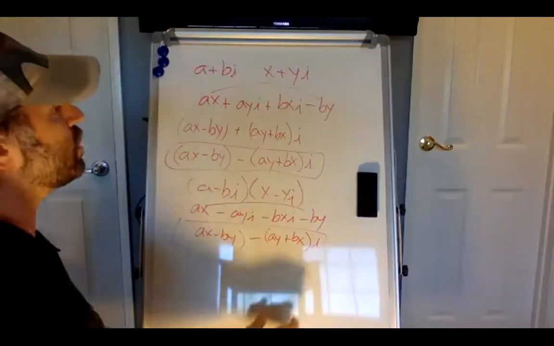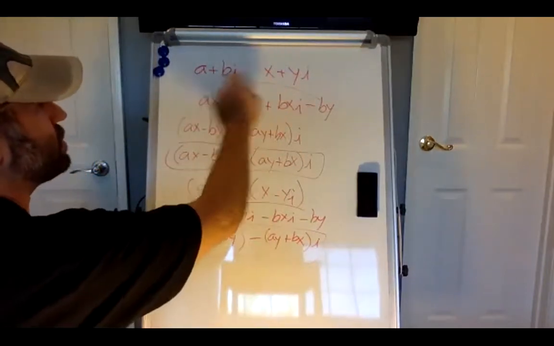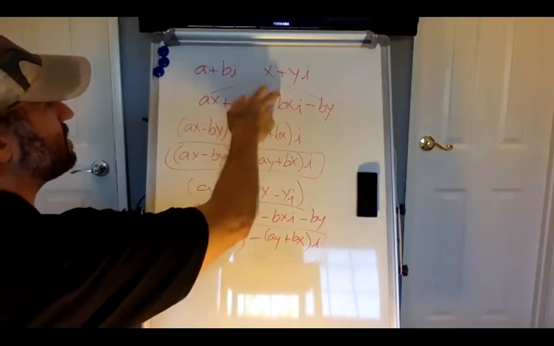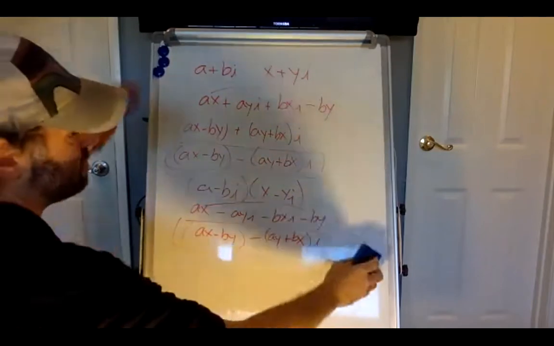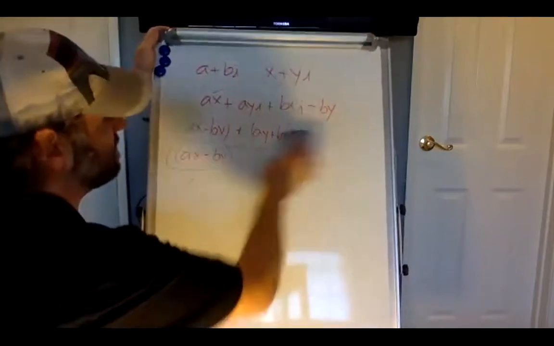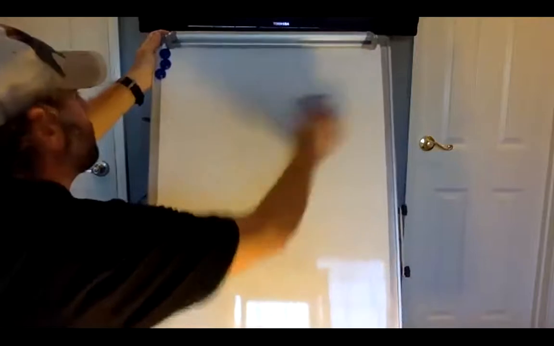Interesting. So I mean, to show that the product of two conjugates is the same as multiplying them and then taking the conjugate. That's a good property. I like that.